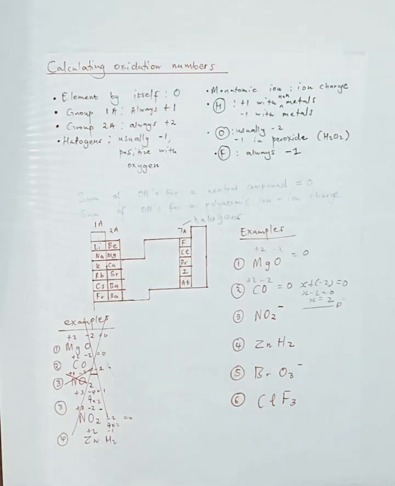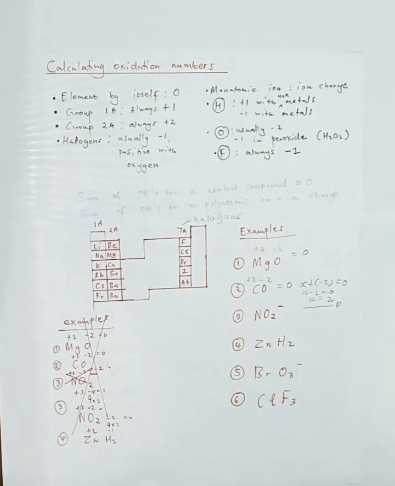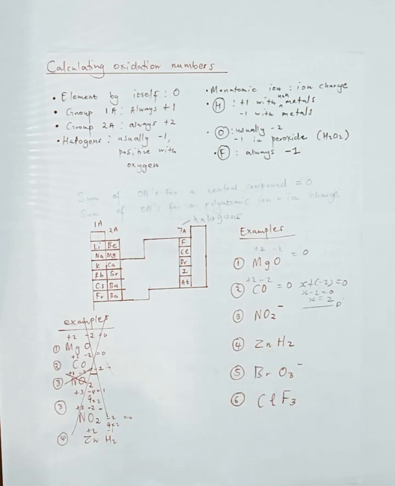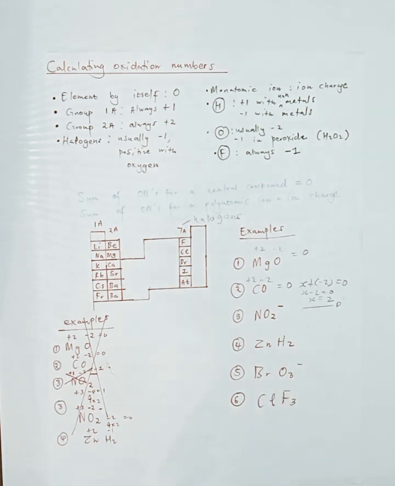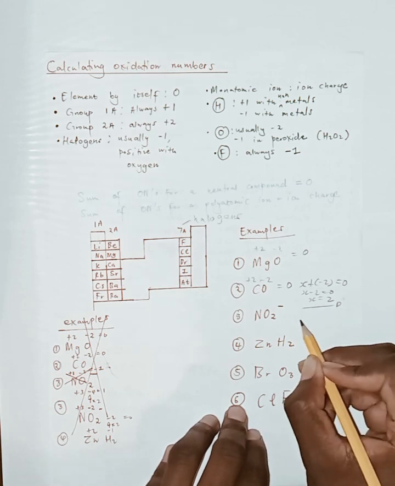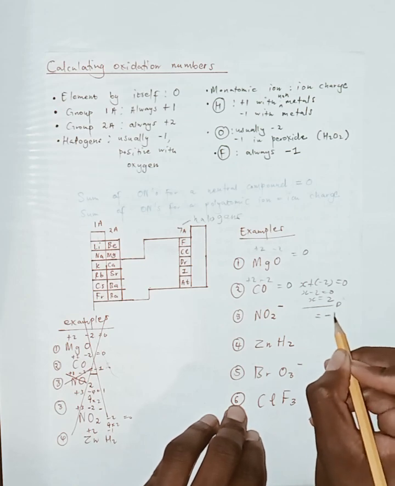Moving on to number 3, NO2 minus. As you can see there, we have a minus, which means this whole thing is a polyatomic ion. A polyatomic ion has more than one atom. That's what it means. So this polyatomic ion has a charge of -1, so its ion charge is equal to the sum of the oxidation numbers for that polyatomic ion. So we know that the sum of our oxidation numbers will add up to -1.